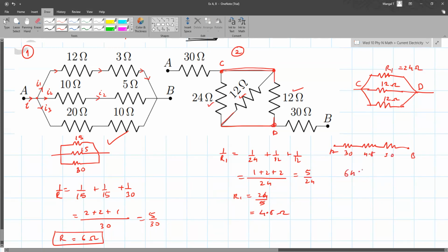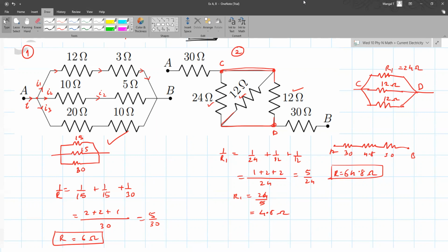So that is 64.8 ohms is the effective resistance. Okay. Fine.